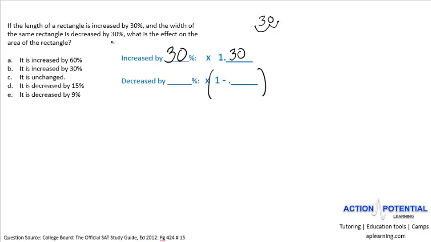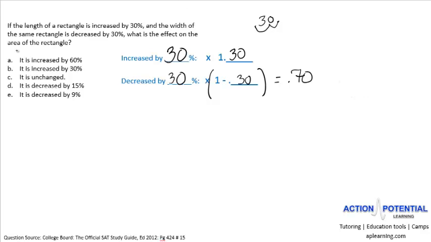And for the width, we're decreasing the width by 30%. So to decrease the width by 30%, we're multiplying it times 1 minus 0.30. And 1 minus 0.30 is equal to 0.70. So now we've got the numbers that we're dealing with, but what does this actually mean? What do we do now?